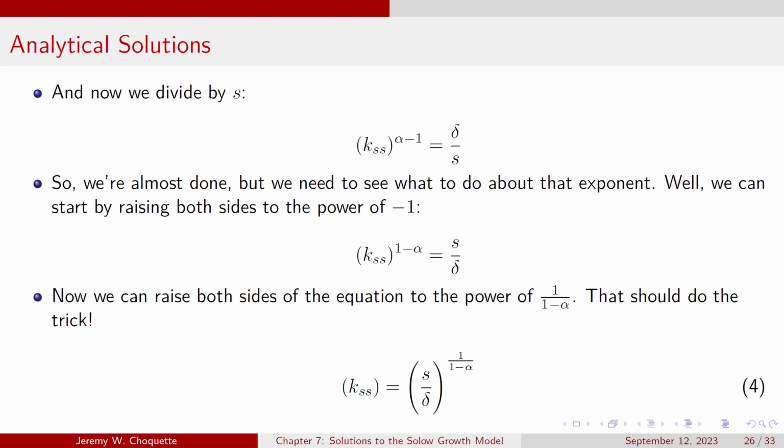Divide both sides by s. I get k_ss to the alpha minus 1 equals delta over s. Now we're almost done, but I need to do something about that exponent. So what I'm going to do is raise both sides to the power of negative 1.